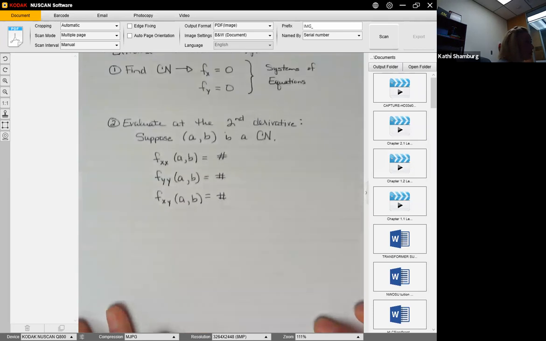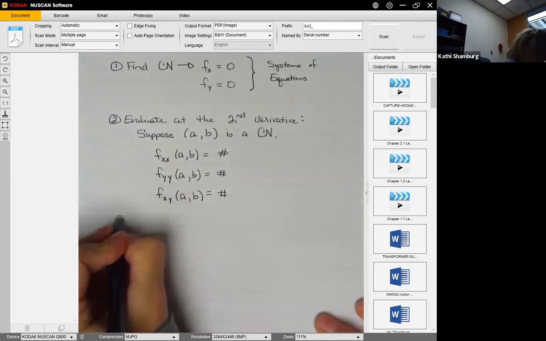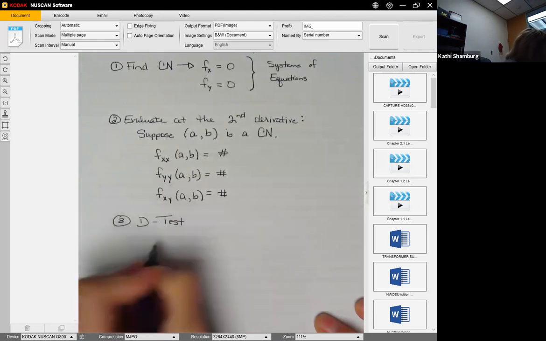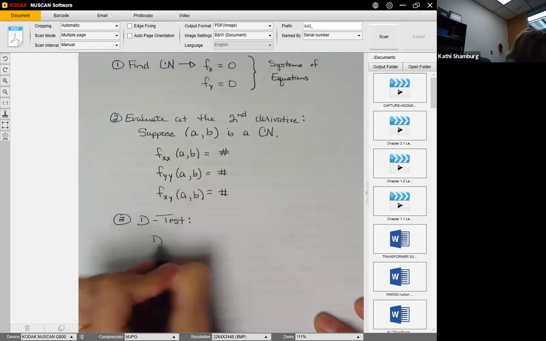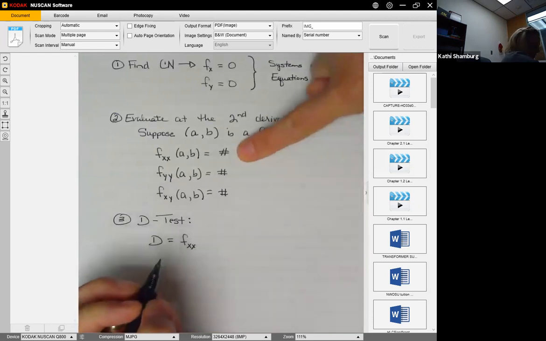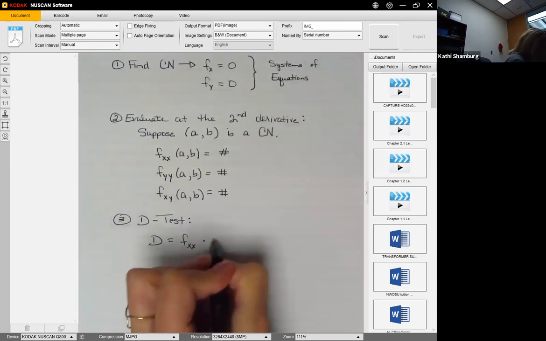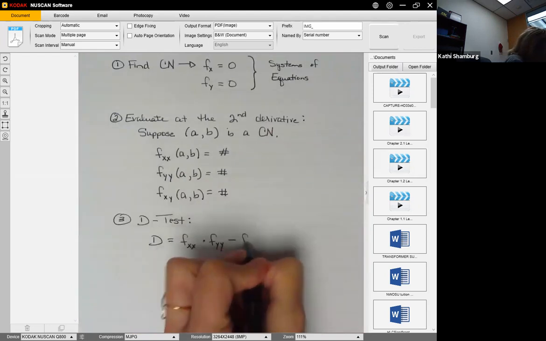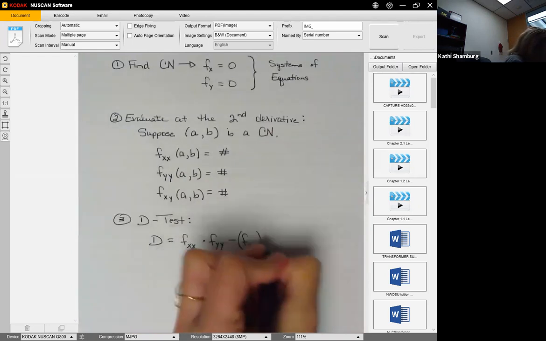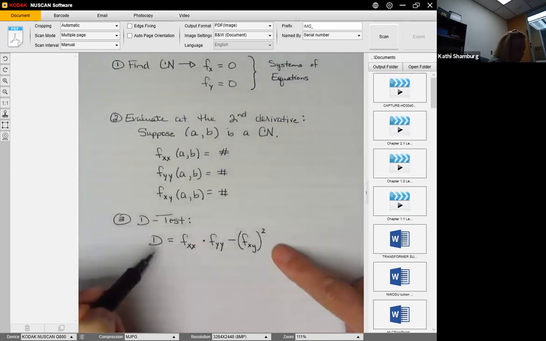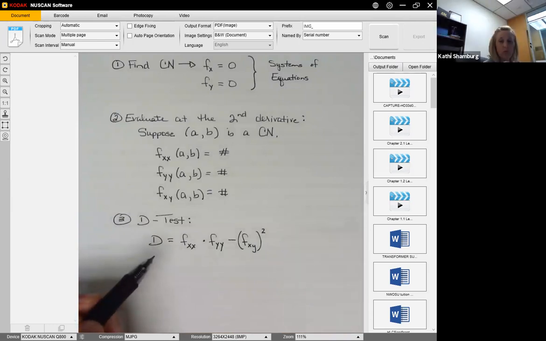That brings us then to step 3, which is what is called the D-test. And the D-test is when D is equal to f sub xx, so it would be this value right here, times f sub yy, this value here, minus f sub xy to the second power. Now, the result of this is going to help us find whether we have a minimum or a maximum.